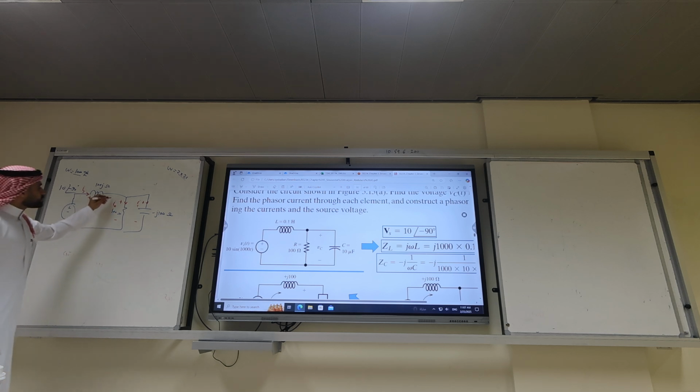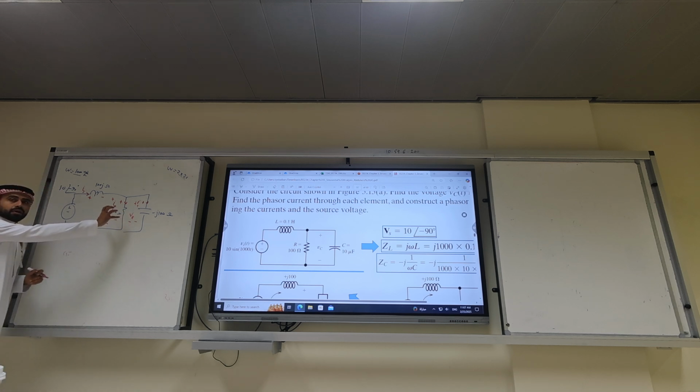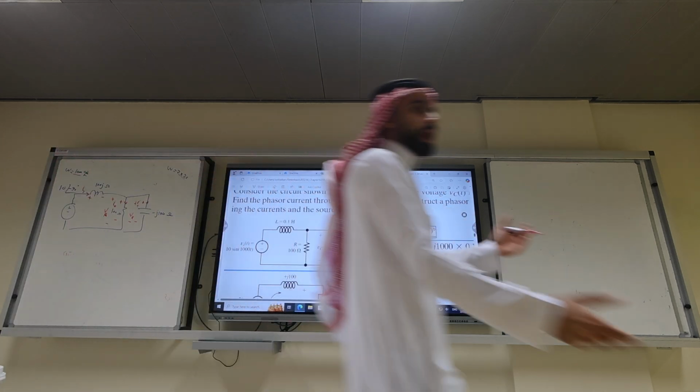Now how to solve this example? I want to calculate VC, which is VR. So clearly if I find the impedance here, I can use voltage divider rule, right? So VC is going to be what? This impedance over this impedance plus this equivalent impedance. So you need to have a plan, and that's our plan.